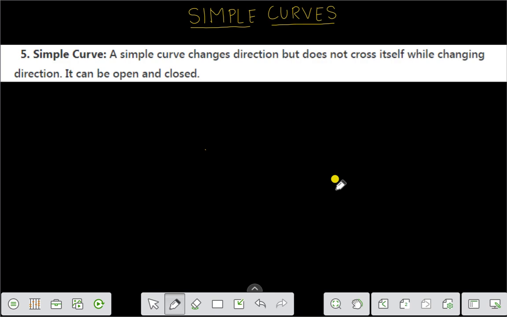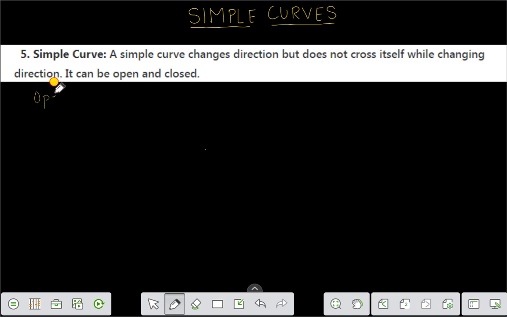Today we shall discuss simple curves, that is, open and closed. A simple curve changes direction but does not cross itself while changing its direction. It can be open or closed. We'll give some examples of open simple curves. These are open simple curves.